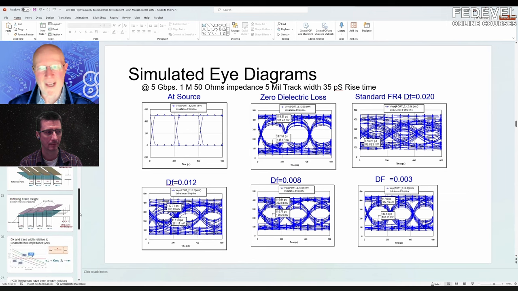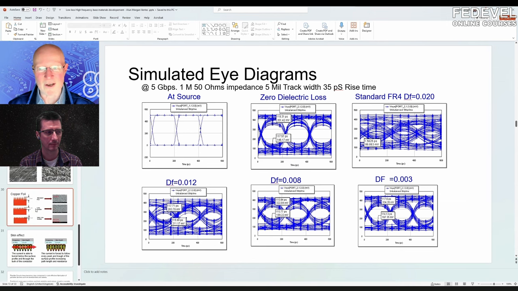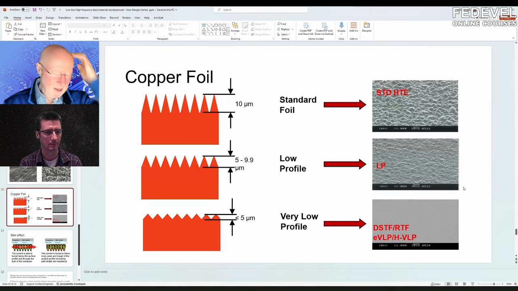And when you look at what's available in the market, or what's available to designers of circuit boards, we have a so-called standard copper foil with a 10 micron tooth, which is massive. Standard so-called HT, high temperature elongation foil, 10 microns. Low profile goes from 5 to 9.9 microns. It's really no better, it doesn't really help us at that kind of level. Very low profile in specification so far is defined as less than 5 microns. But I can tell you even 5 microns is a problem for us.